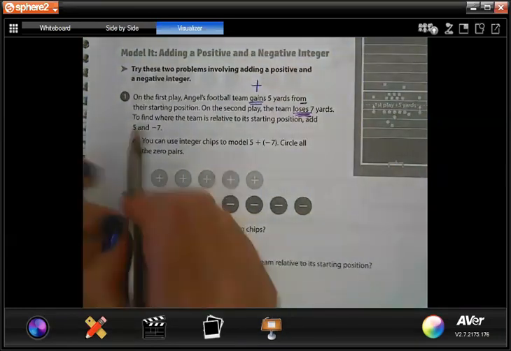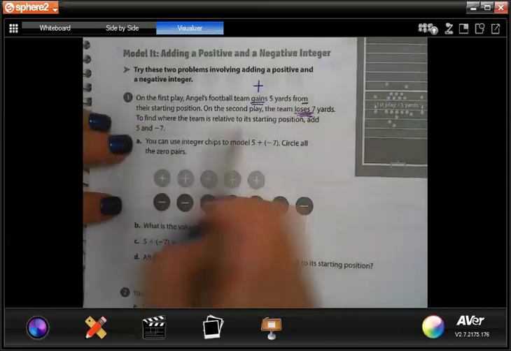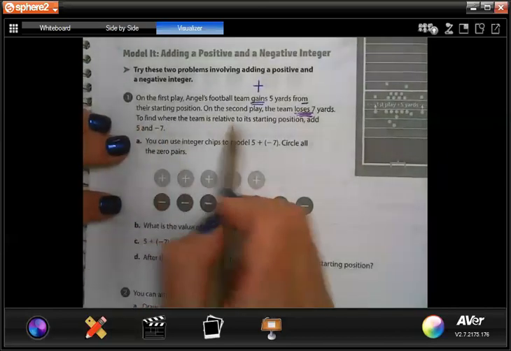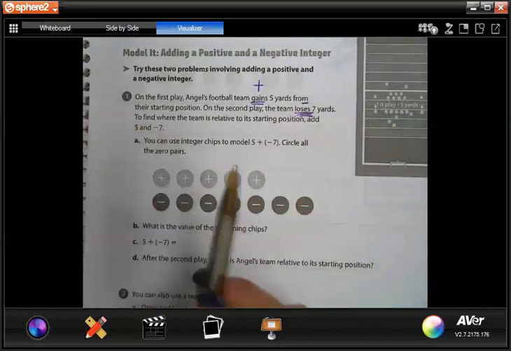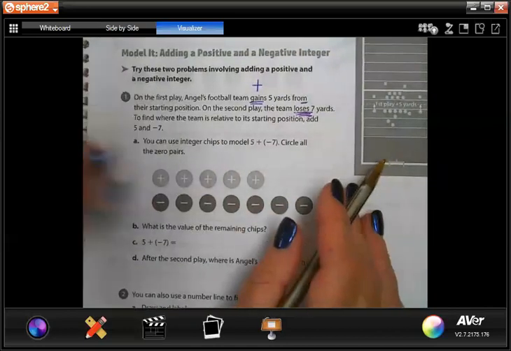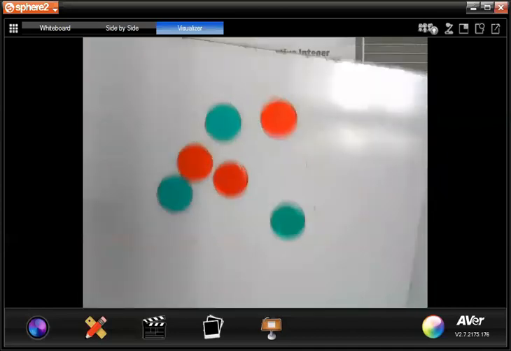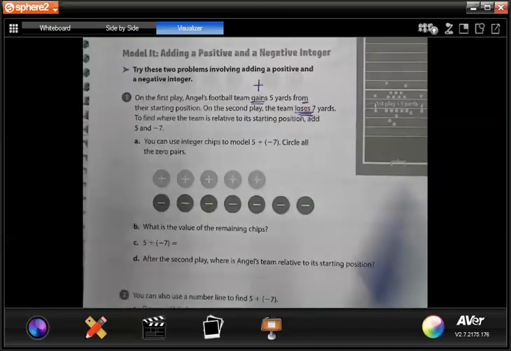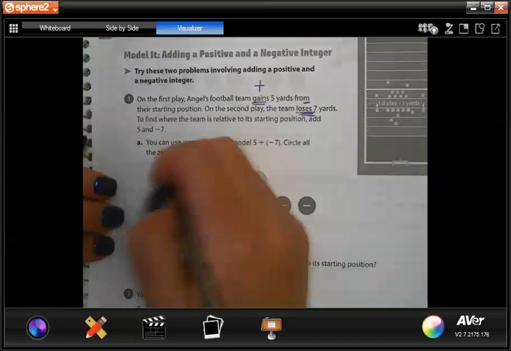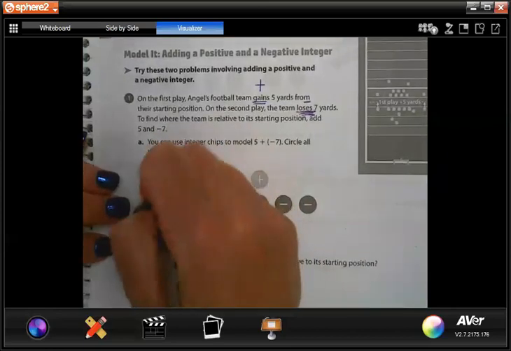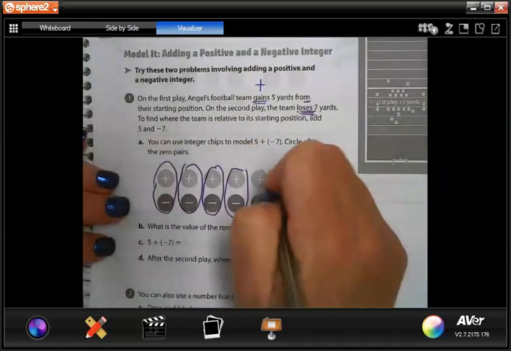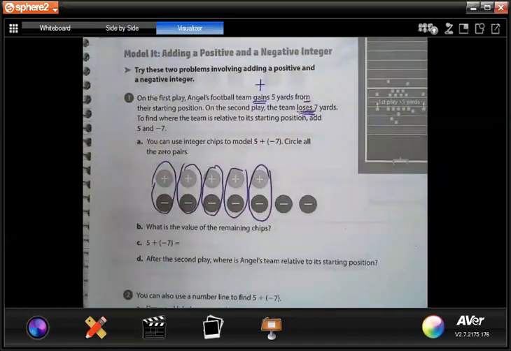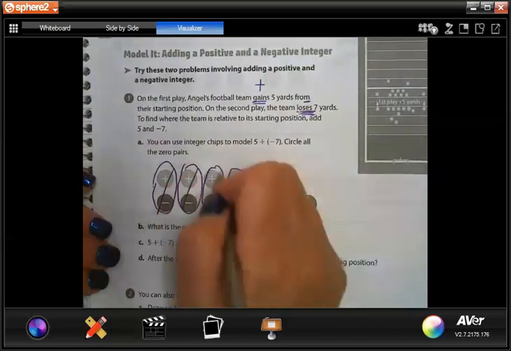So to find where the team is relative to a starting position, add 5 and -7. So we're going to use integer chips. Well, these are integer chips, but they're just in the book. These are integer chips right here. So first step, we're going to go through and add all of the 0 pairs together. Because what happens is all of those basically cancel each other out.